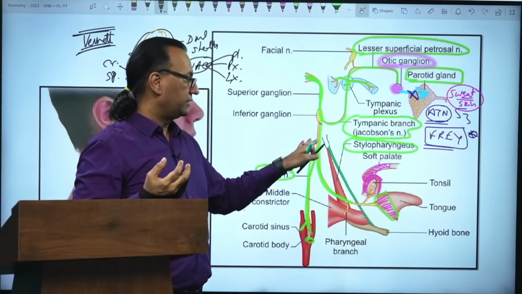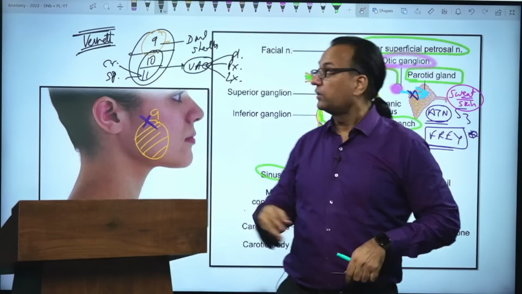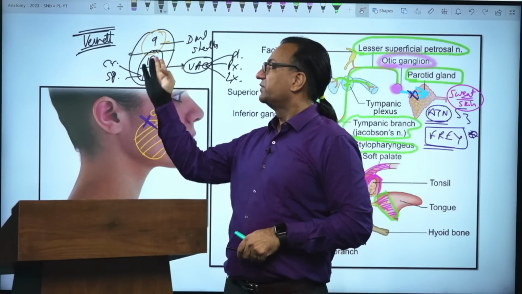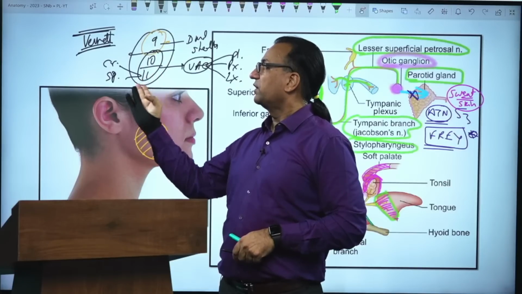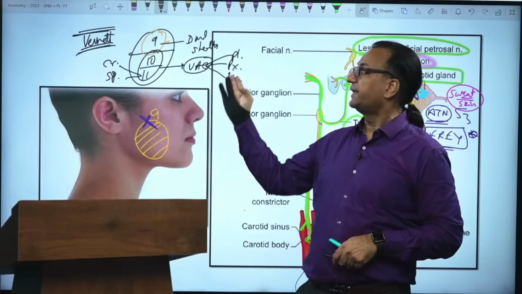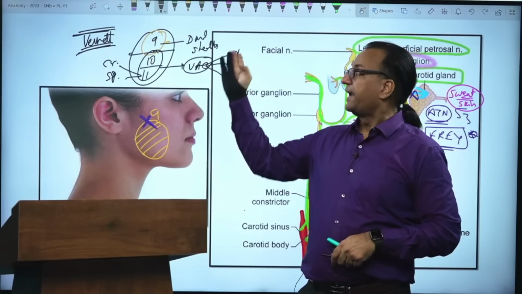One muscle is paralyzed. Okay, that is 9th nerve. What about 10th nerve? 10th nerve and 11th nerve together work for the muscles of palate, pharynx, larynx. Difficulty in speech and swallowing.